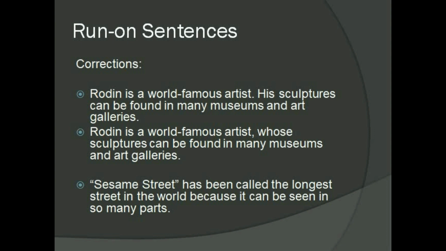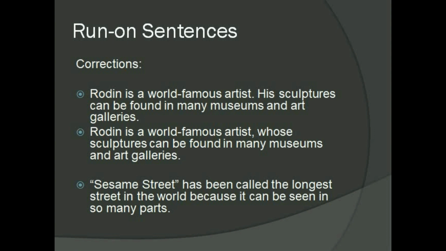Let's look at our answers now. The first sentence was wrong because it contained no punctuation. So we could fix it in one of two possible ways. We could either add a full stop, breaking the two parts of the sentence into two independent clauses, two simple sentences. Or we could turn one of those clauses into a relative clause by using the word "whose" and breaking the two clauses apart with a comma.